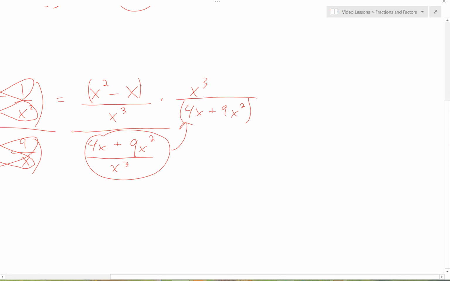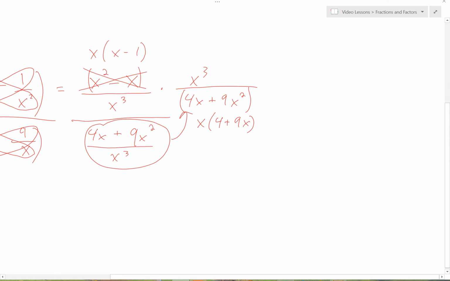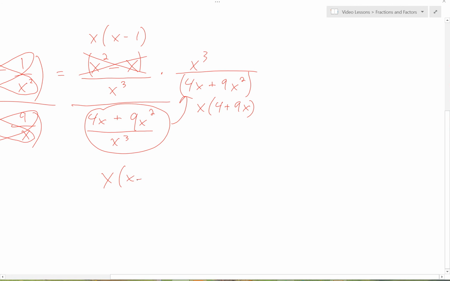But what we can do is start factoring a bit. For example, we can factor an x out of this binomial expression here. If we do that, we'll be left with x minus 1, right? And if we also factor this bottom part here, we can factor out an x, and we'll be left with 4 plus 9x, right? So let's just rewrite what we have now. x times x minus 1 over x to the third, and then we have x to the third over x times 4 plus 9x.